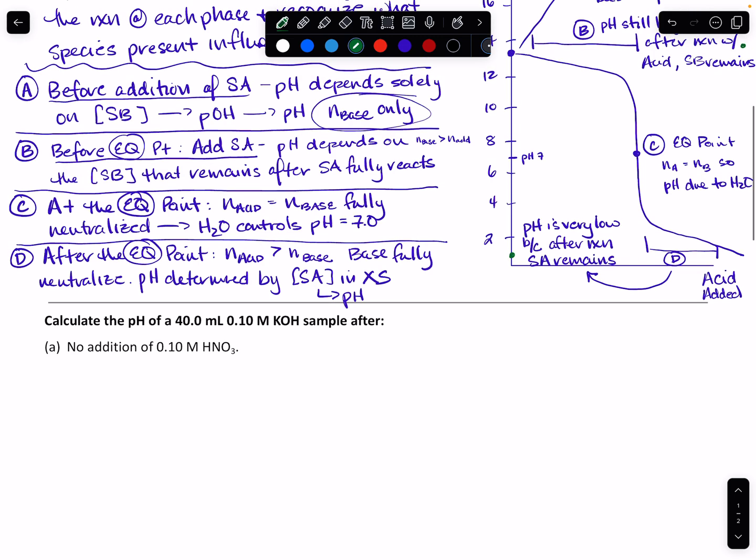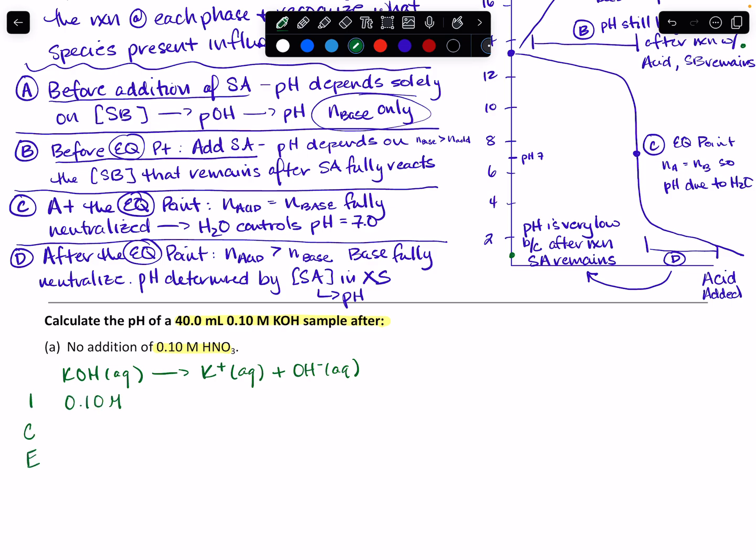Here we have 40 milliliters of a 0.1 molar KOH sample, and we're going to be titrating that with a 0.1 molar solution of HNO3. So a strong base being titrated with a strong acid. For part A, no addition of HNO3. So what I've got present is KOH, and that's going to dissociate into ions in solution. So I'm going to get potassium ions and hydroxide ions. Set up my ICE chart. I'm going to start with 0.10 molar of that KOH, none of my ions.